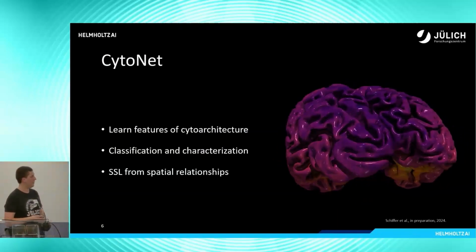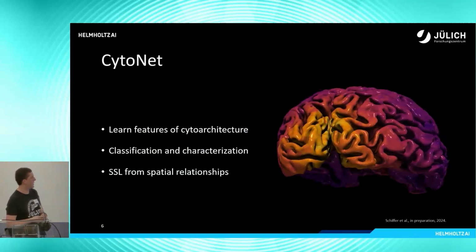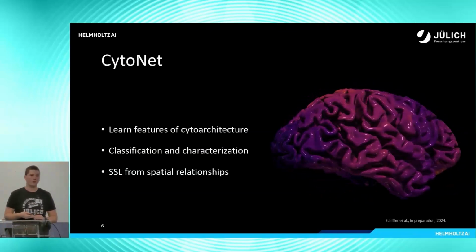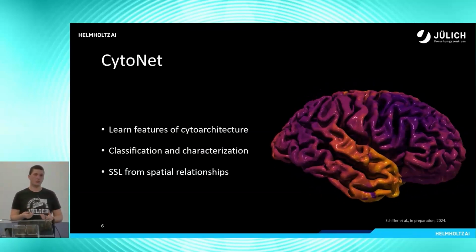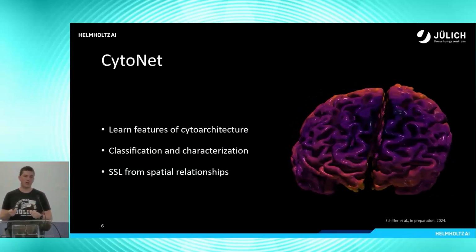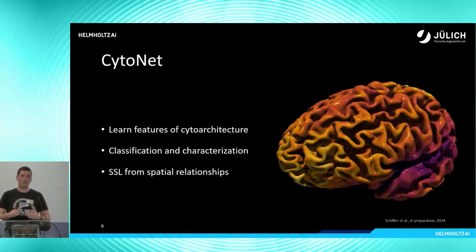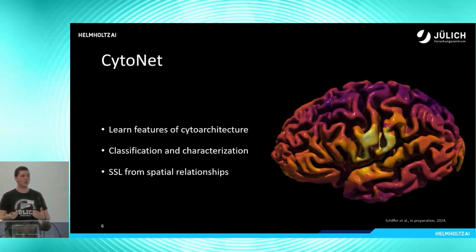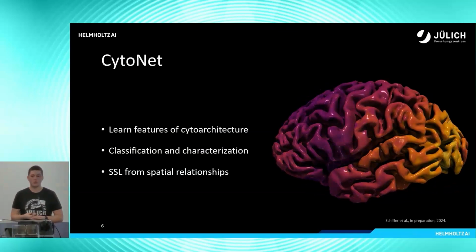This method is based on self-supervised learning, so SSL, which is the same method that is, for example, used by large language models, in the sense that we don't tie it to a specific task, but give it a very, very generic pretext task from which it then hopefully learns to derive reasonable features of cytoarchitecture in this case.